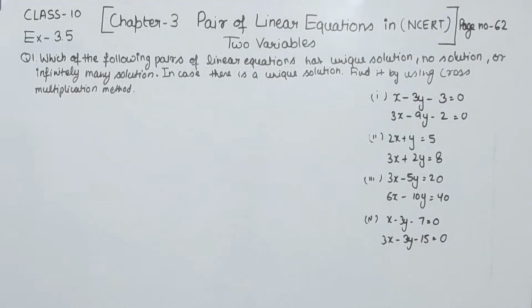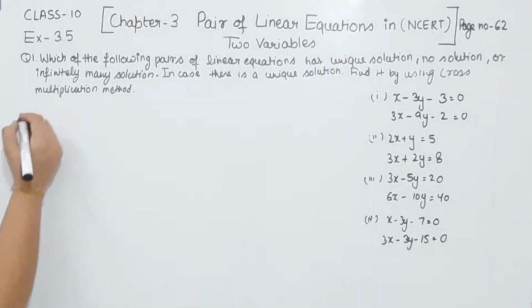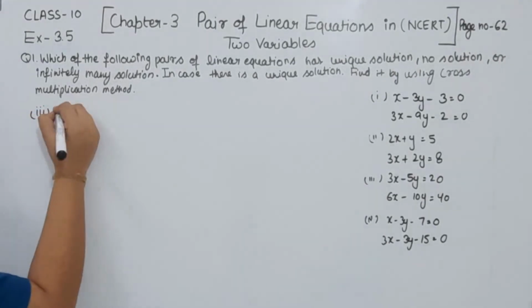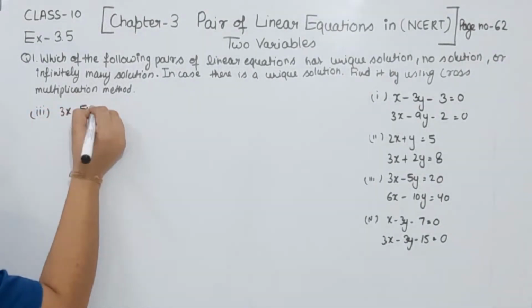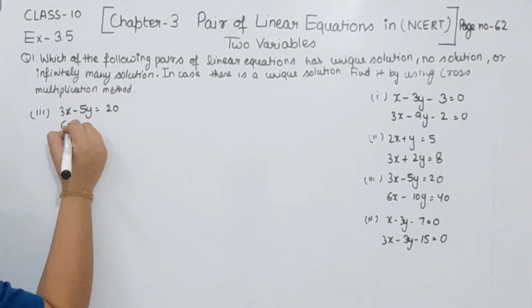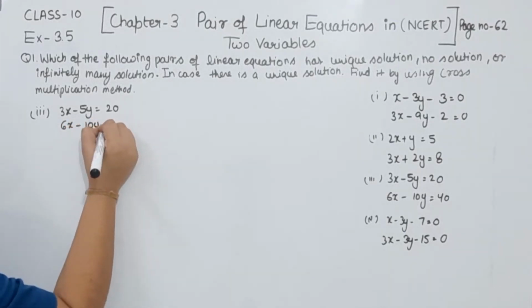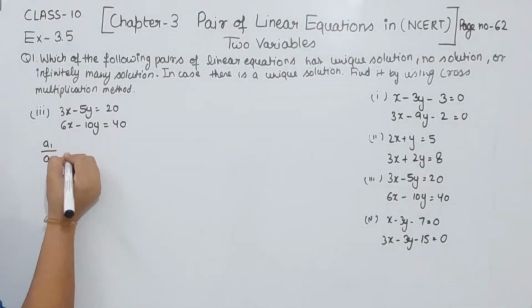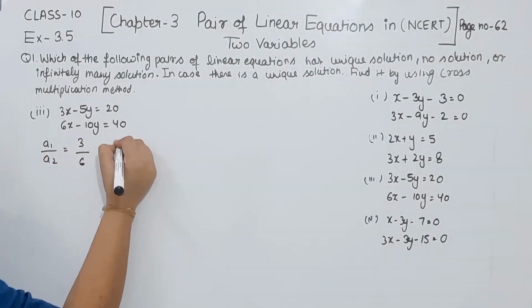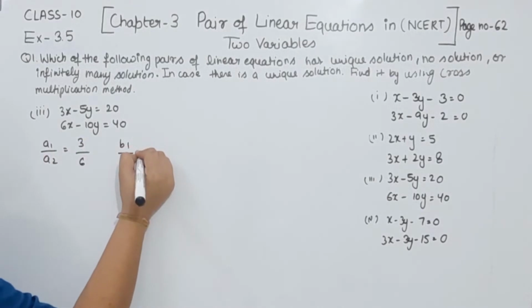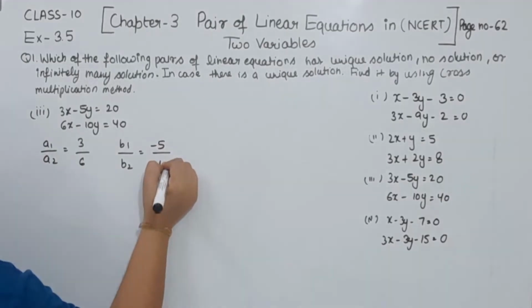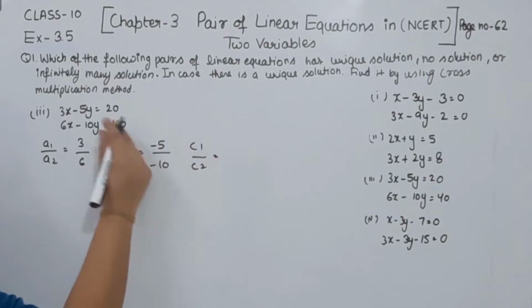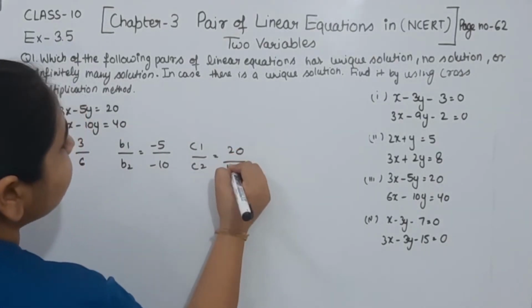Now comes to part 3. The equations we are having are 3x minus 5y equal to 20 and 6x minus 10y equal to 40. First of all, we have to find a1 by a2, b1 by b2 and c1 by c2. So we are going to write here a1 by a2 equal to 3 by 6, b1 by b2 equal to minus 5 by minus 10 and c1 by c2 equal to 20 by 40.